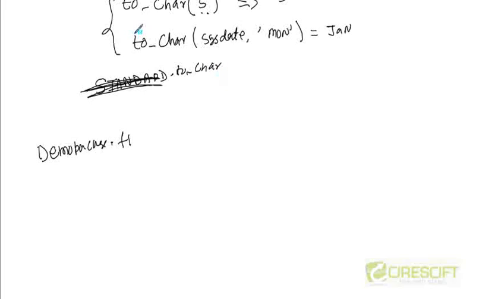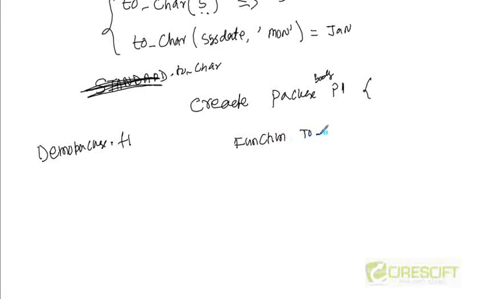However, what you can do is create a package, say create package p1, and I'm just doing the body. Then I'm going to override this toChar function. I define a function here called to_char, and this to_char is going to return hello. All right, and then this is the end of function to_char.